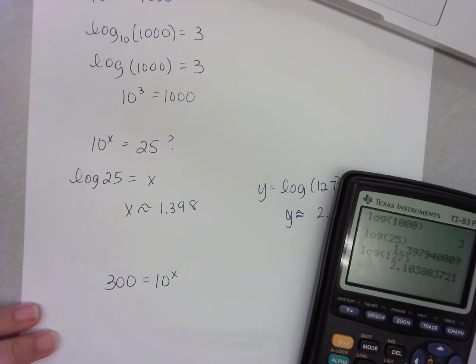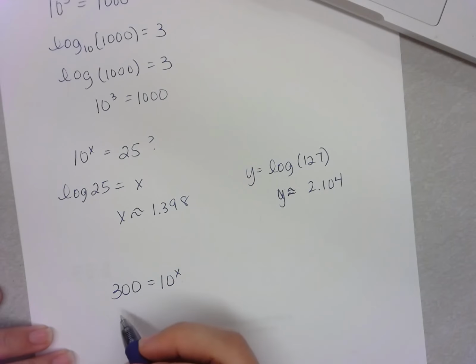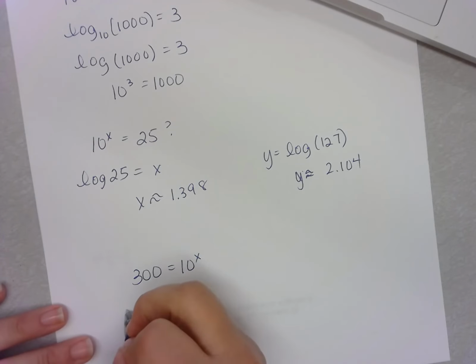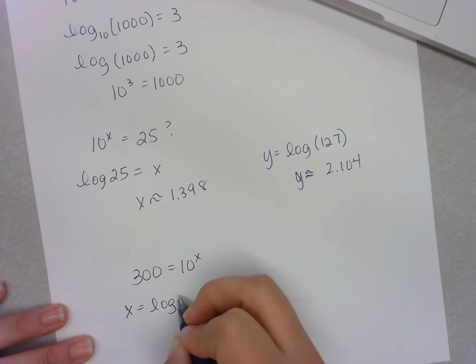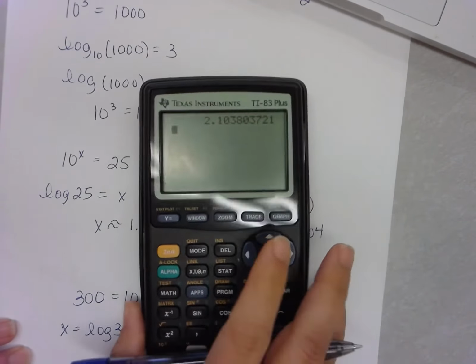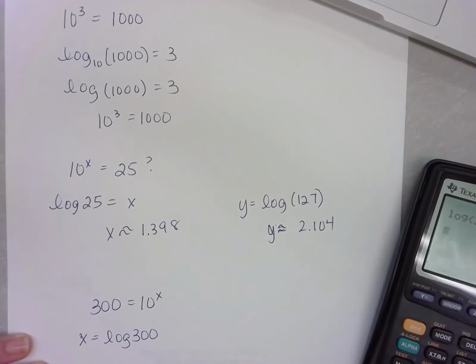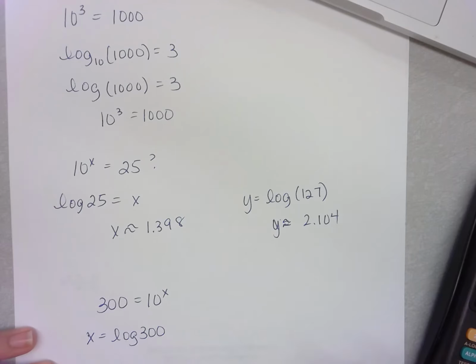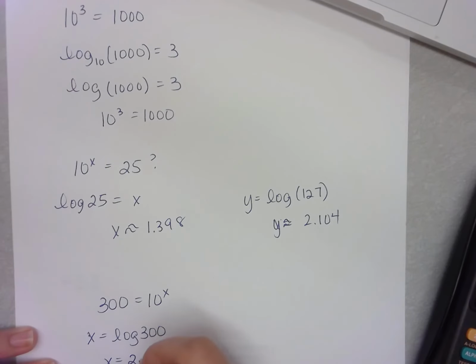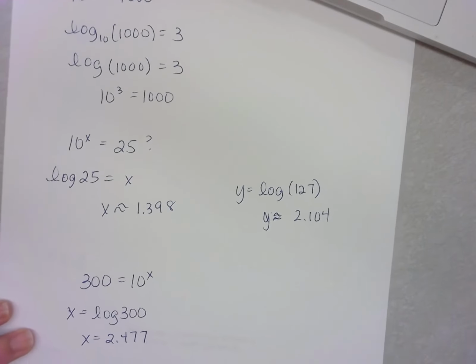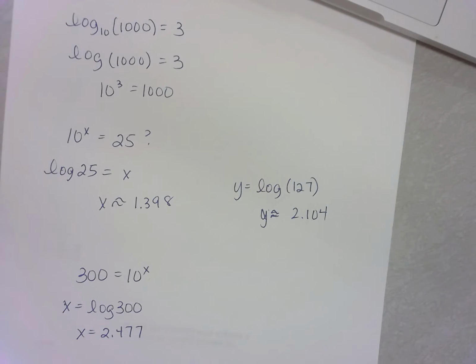So we can say, okay, I have 10 to the x equals 300. I know I can fall back onto my log form. So that would mean that x is equal to log, I won't write base 10, of 300. Whoops, not just 300. I've got to put the log first. Log of 300, close my parentheses, and I get 2.477. Okay, so that was the difference in the magnitudes.